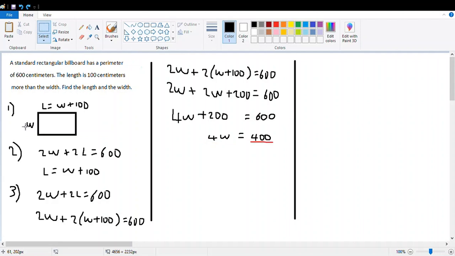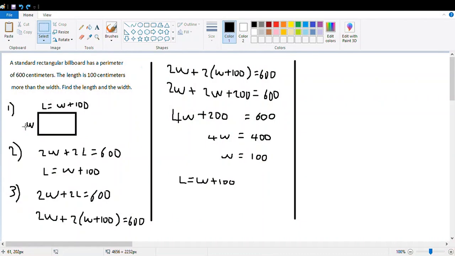Now, continuing the same way, we have to continue using property of equality. In this case, it's divided by 4 on left and divided by 4 on right, and that is going to be W equals 100. Okay, now this is the first part of the question of the word problem. Remember that the word problem is asking us to find the length and the width. Now we found already the width. Now we have to find the length.